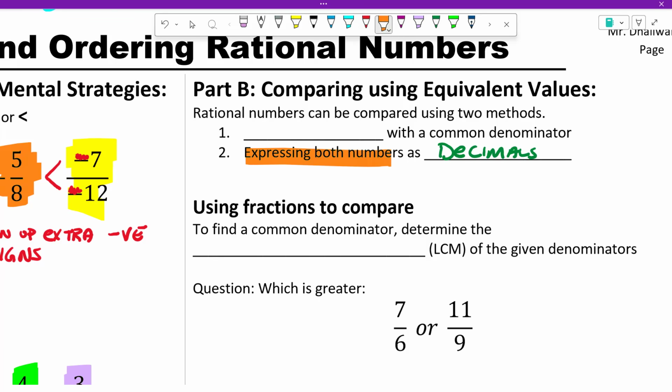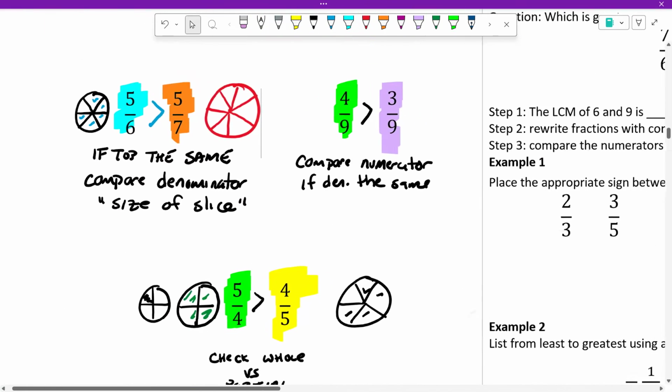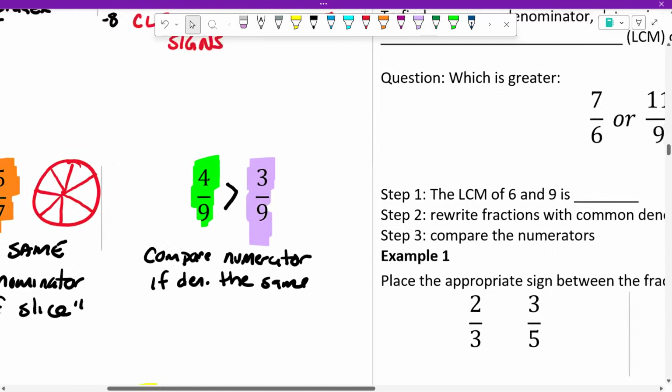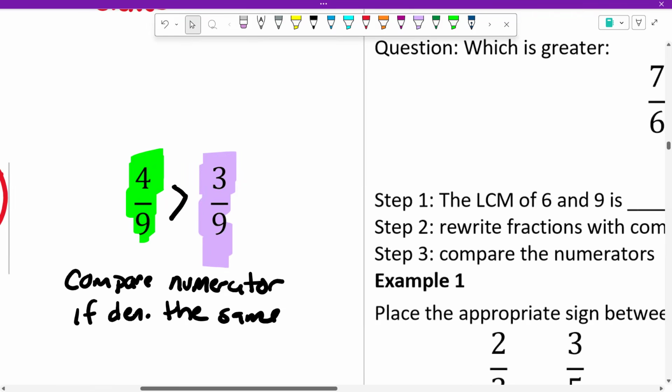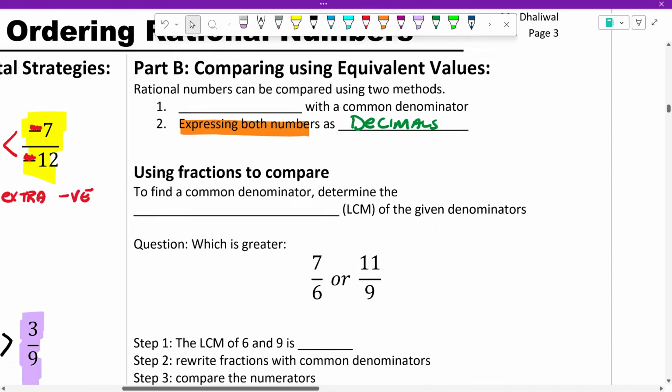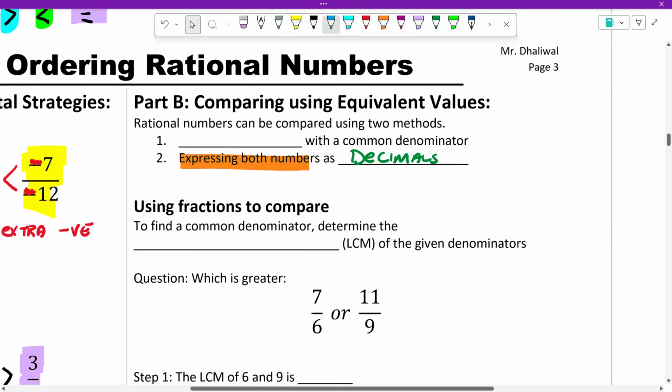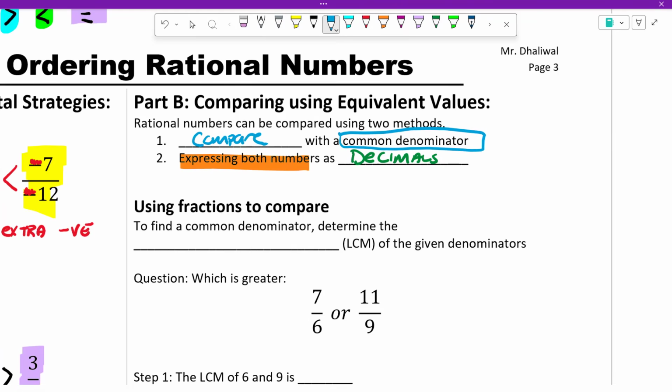The other method is this one. Hey, if the bottoms are different, it's really easy to compare if the things are the same in the bottom. So if you make the bottoms the same, all you have to do is compare the tops, right? That is finding the common denominator. So you compare with common denominators, right?